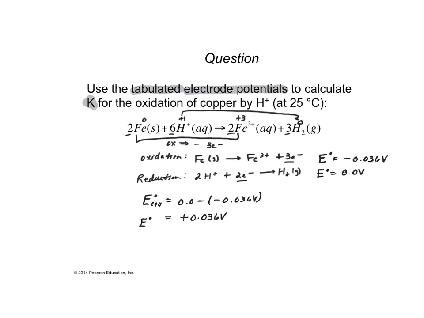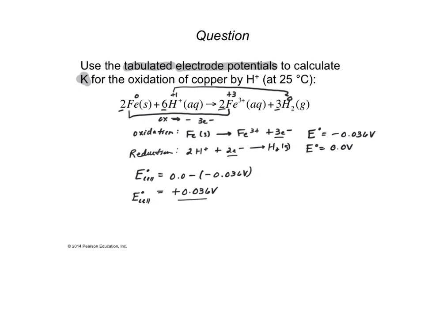Notice that's not very large, right? Comparatively, we've been calculating voltages that were like 1.8, 2.7, etc. This is a very small potential difference, but you'll see that even at this small of a value, it generates quite a large equilibrium constant. Okay, so now that we have that, we can plug that in. E is equal to RT over nF ln of K.